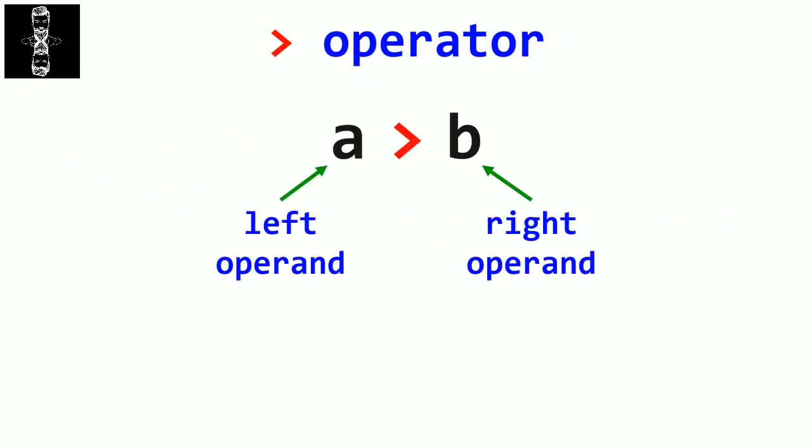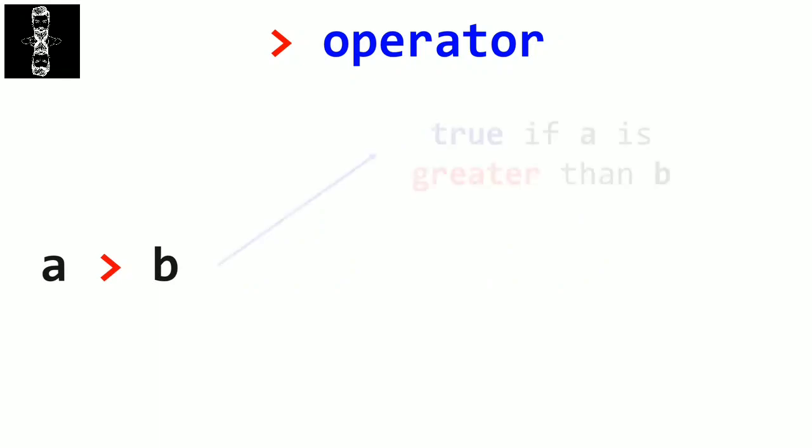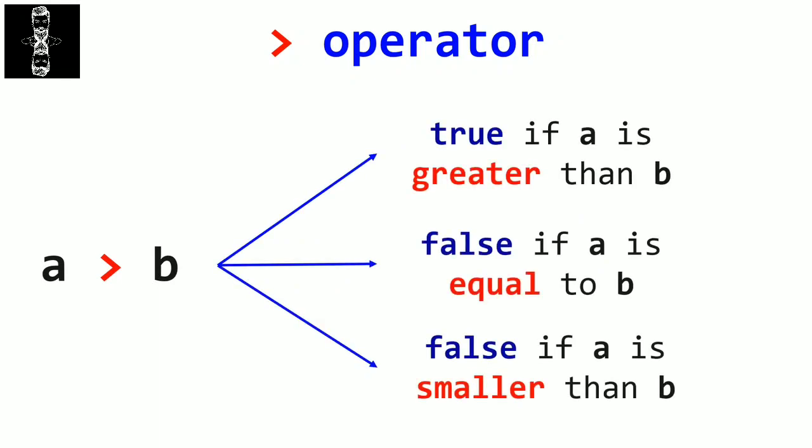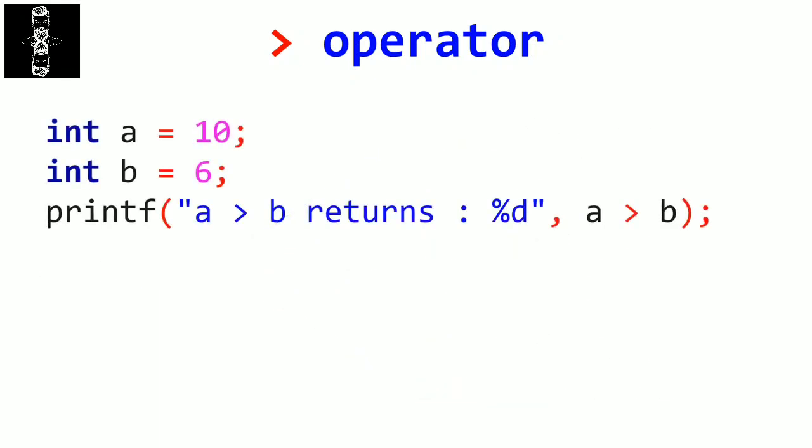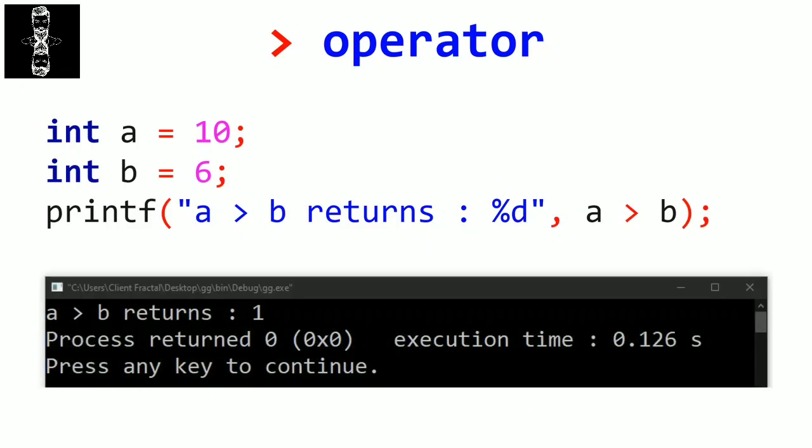Third operator, we have the greater than operator. It's represented by this symbol. This one returns true only if the left element is strictly greater than the right one. It means that if the left element is equal to the right one or smaller than it, it returns false. If we take our last example and we print the result of a is greater than b, we get true because 10 is greater than 6.